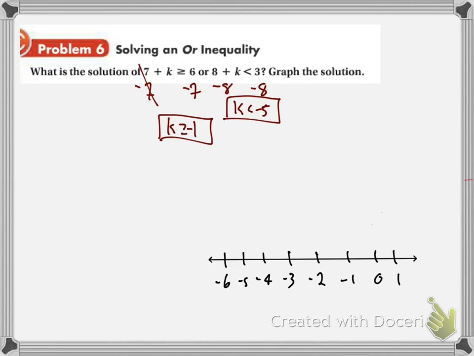To graph these, I'll go to -5. k could be less than -5, so I'll go this way. And then for the other one, I'll fill it in because it's greater than or equal to, and I'll go this way. It's important to note that when you're doing an or compound inequality, the graph will look like two rays going in opposite directions.